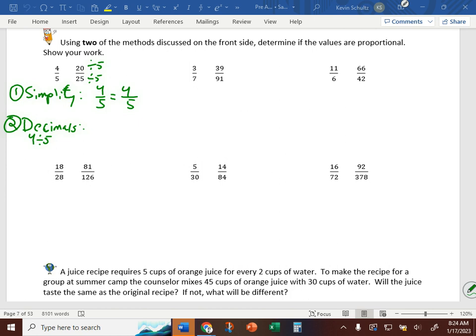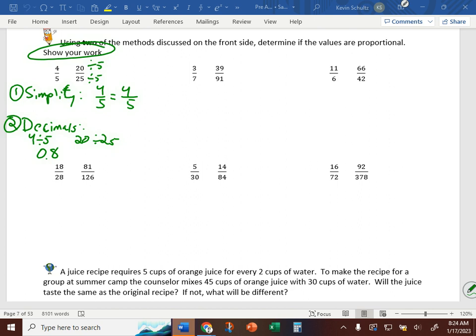Well, you have to show your work, right? That's part of the directions here, okay? So you need to show me how you got that decimal. And so what decimal did you get? I need to see the decimal. 0.8. 0.8, okay? And then when you take 20 divided by 25, what do you get?